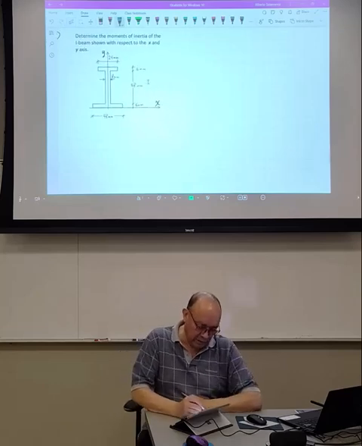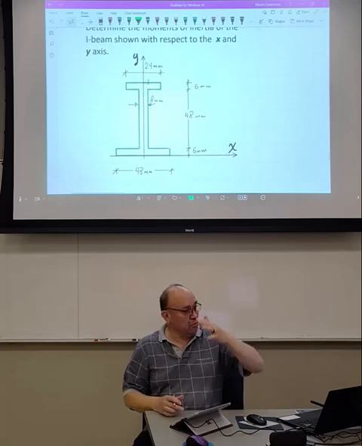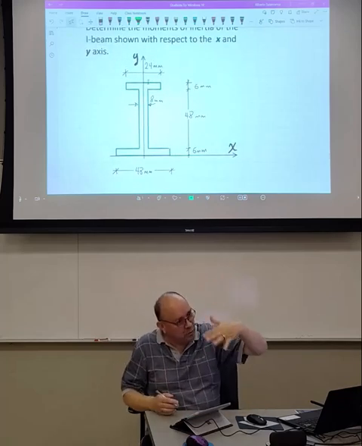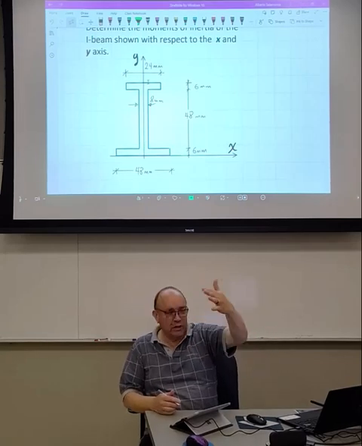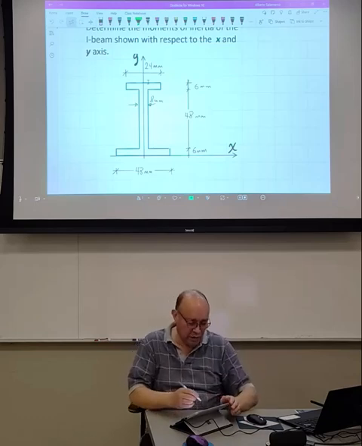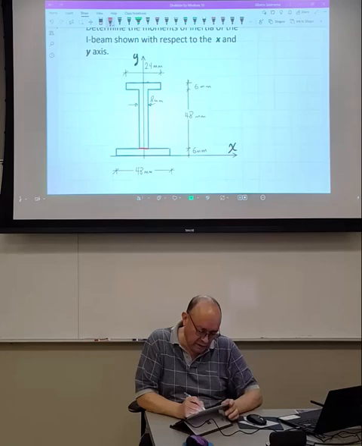So what would you do here? The best thing to do here is to break this into three figures, actually three rectangles, and we know the moment of inertia of a rectangle with respect to the centroid. We just move it with the parallel axis theorem to wherever we want it. So I will break this into these three rectangles. I call them 1, 2, and 3.